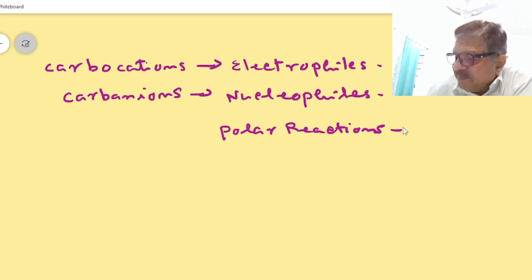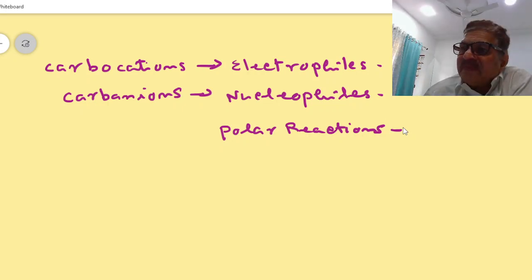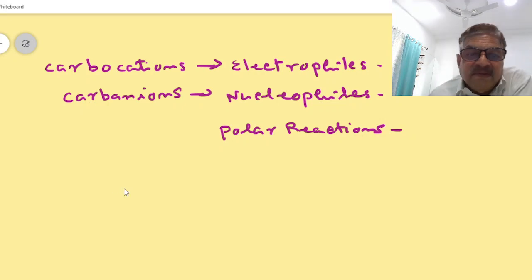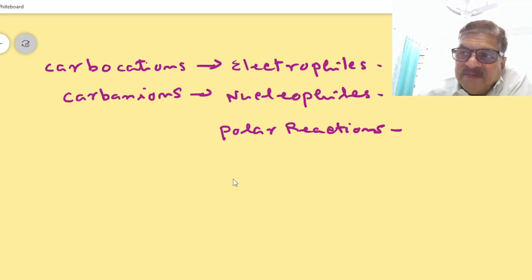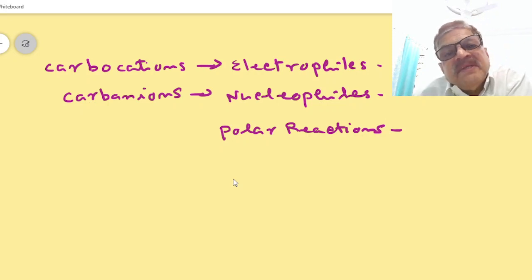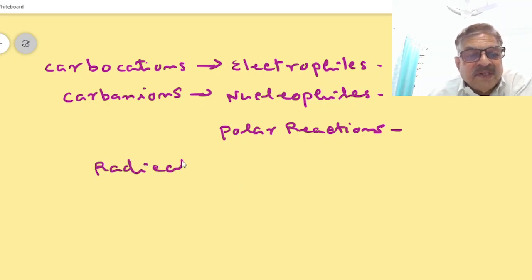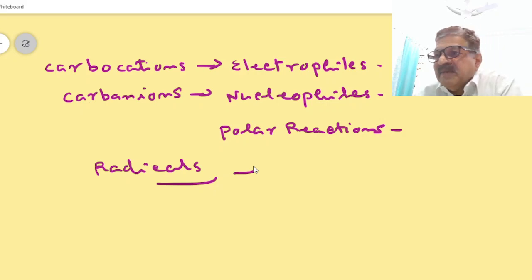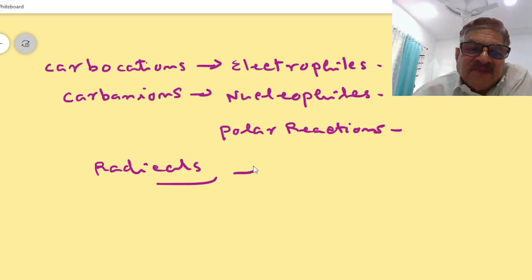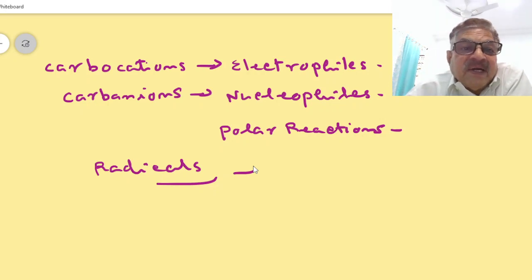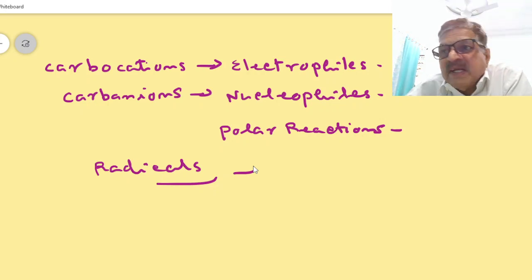Now let us see. We have seen that homolysis and heterolysis generate radicals, carbocations and carbanions. These three, carbocations, carbanions and radicals, are the most important reactive intermediates in organic chemistry.